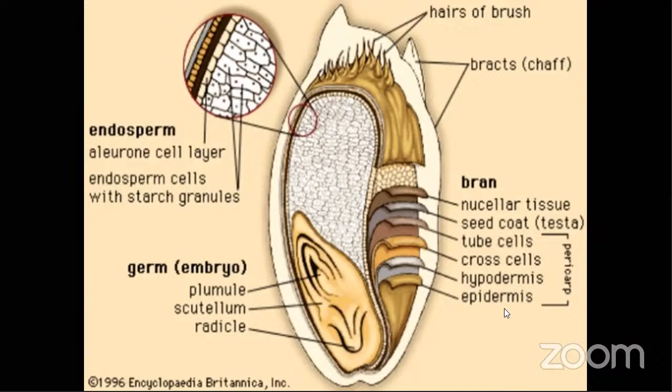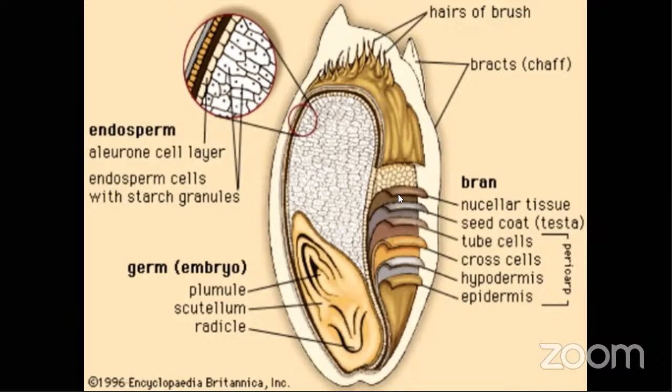So we are moving from outside to inside, towards the center. So first layer is epidermis, then hypodermis, then cross cells, then tube cells. So this is the pericarp. Thereafter comes the seed coat, that is known as testa. Then is the nucellar tissue.